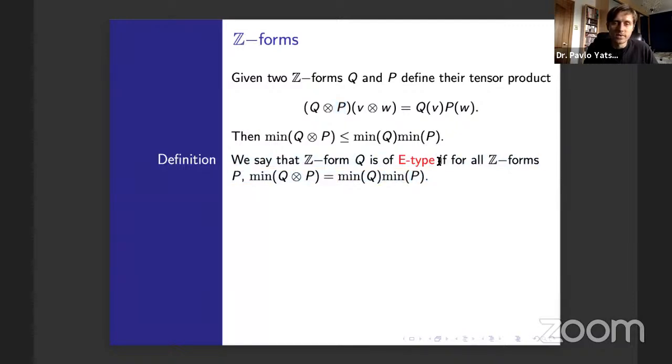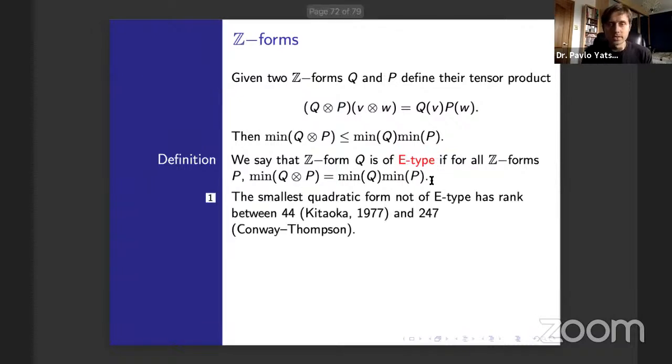So these are the forms of E-type. And so here's what's known for these forms of E-type. First of all, Kitaoka showed that all forms of rank between 1 and 43 are of E-type. And Thompson and Conway found an example of a form not of E-type for rank 248. So between ranks 44 and 247, there are possibly forms which are not of E-type, but it's not known.